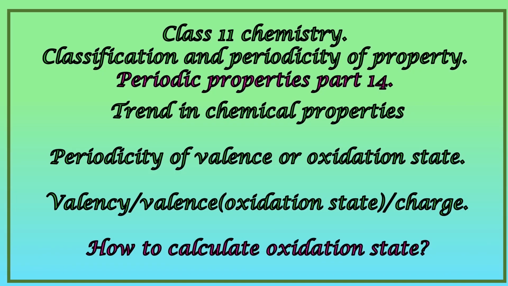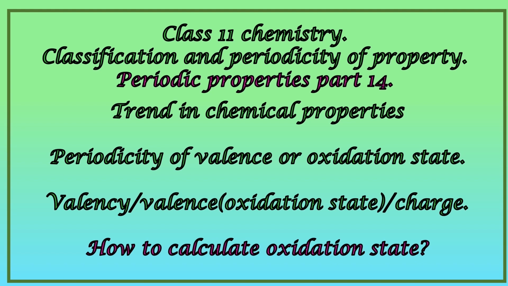We are continuing class 11 chemistry, classification and periodicity of property. Periodic properties part 14. In this video, we are doing trend in chemical properties with special reference to valence or oxidation state. We will understand the terms valency, valence or oxidation state, and then charge. Before I sign off, I will also discuss how to calculate oxidation state.